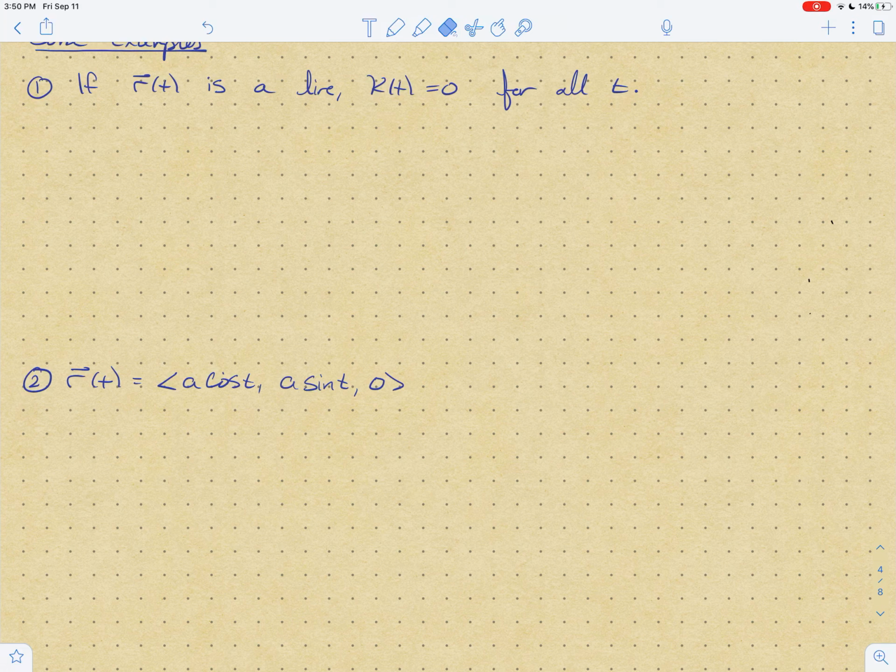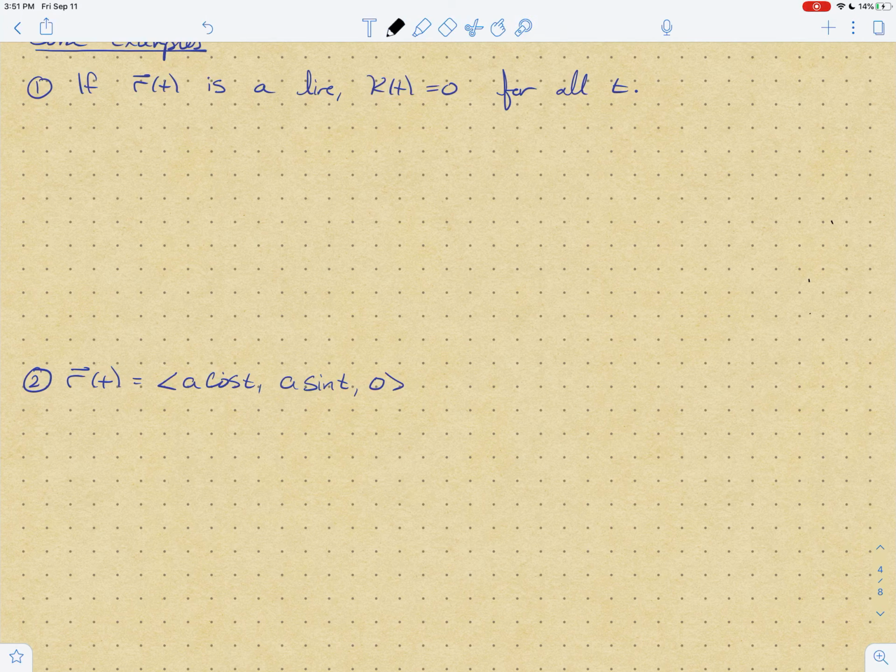All right, so I'm going to say something that shouldn't surprise you, but if r of t traces out a line, then I claim that the curvature is 0 for all t. And somehow that makes sense. If you're on a line, there's no curvature. And so there's no excitement. It's just boring, straight riding along. So let's see if we can check that out.